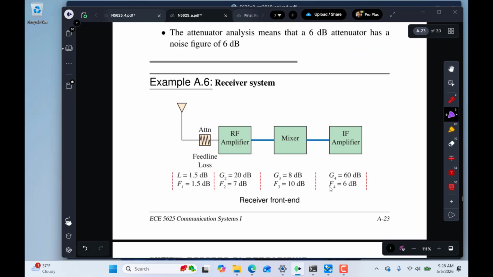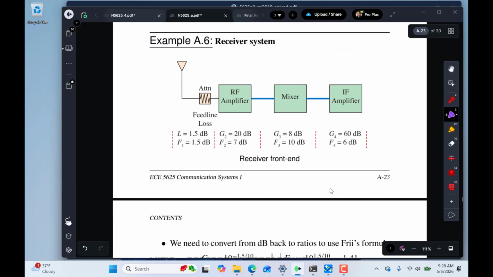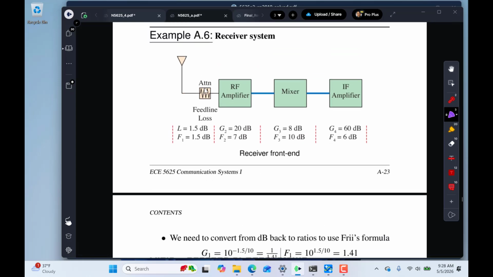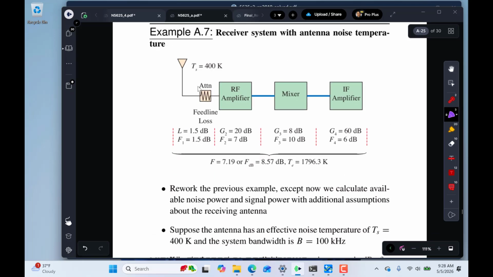So driving down to continue this example with the feed line, and now having a noise temperature, now we calculate the available noise power coming out over here.